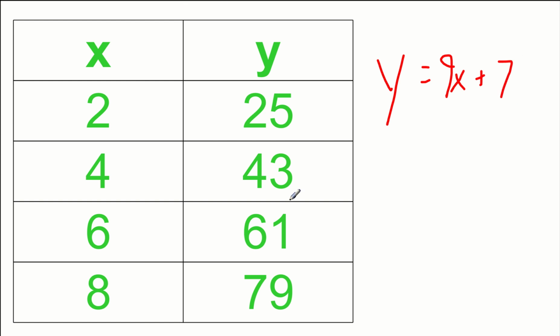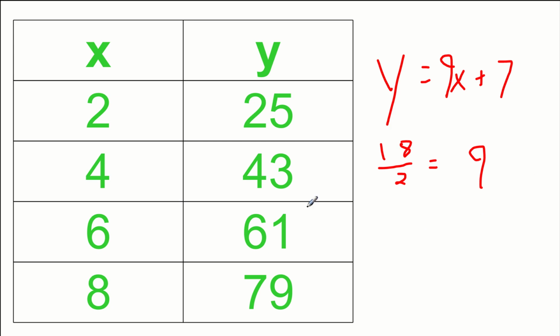All right, so Desmos, everybody good on how to get it on Desmos? Without Desmos, you would do your change in y over change in x. The y values from 25 to 43 go up 18. X values are going up 2. That's where the slope of 9 comes from.